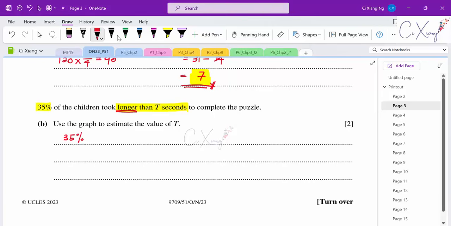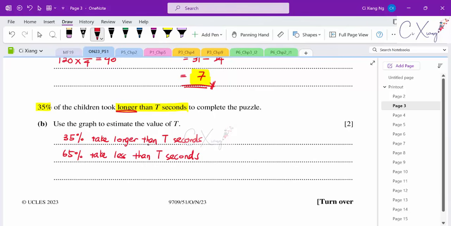Alright, so longer than means more than. If I have 35% taking longer than t seconds, it has the same meaning as 65% of the children or students taking less than t seconds to complete the puzzle. Okay, so these two sentences basically have the same meaning. 35% more than t also means that 65% less than t.